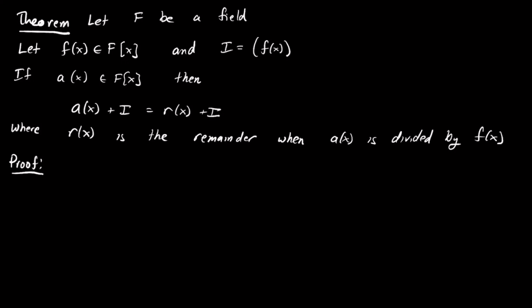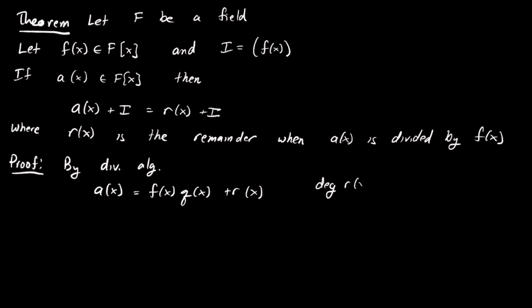Okay, so let's prove this. This is the equivalent theorem, but now for polynomial rings. By the division algorithm, I can write a(x) as f(x) times q(x) plus r(x) for some remainder, where I know that the degree of the remainder is less than the degree of f(x), or the remainder is equal to 0. Right, it's the 0 polynomial. Remember, the 0 polynomial is not assigned a degree.